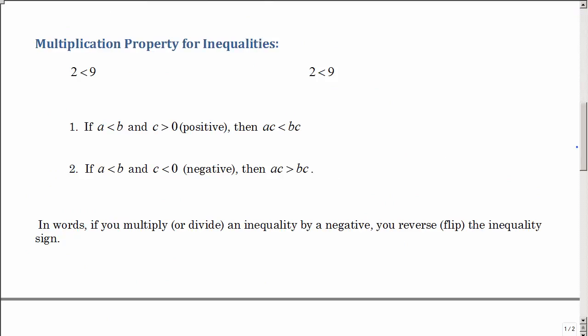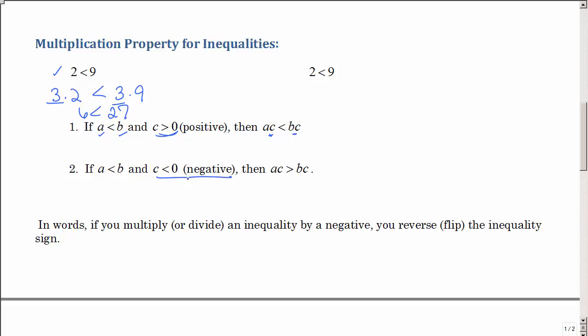Another thing we need to remember about inequalities, they're not quite the same as an equal sign, right? So if I have 2 is less than 9 right here, it says if I have A is less than B and C is positive, that's greater than 0. If I multiply by a positive number, that inequality stays the same. Meaning, if I take 3 times 2, it's still going to be less than 3 times 9. 6 is less than 27. Meaning if I multiply by a positive number, the inequality doesn't change.